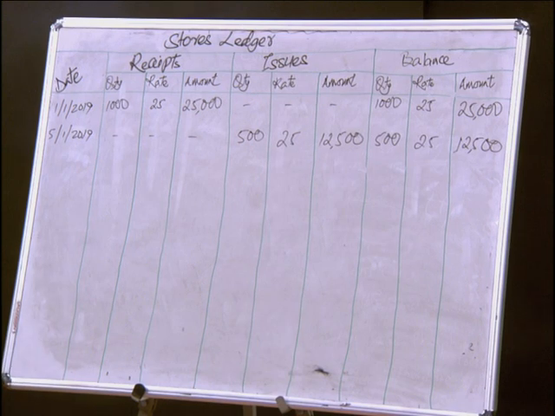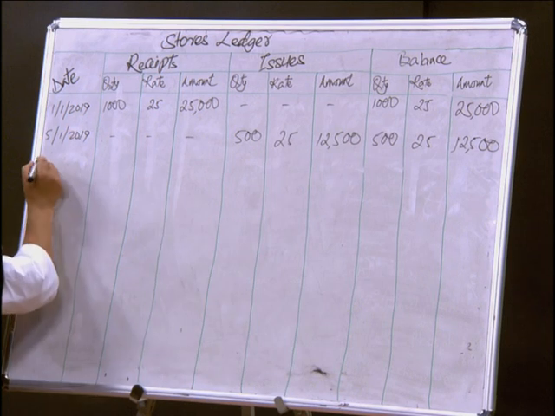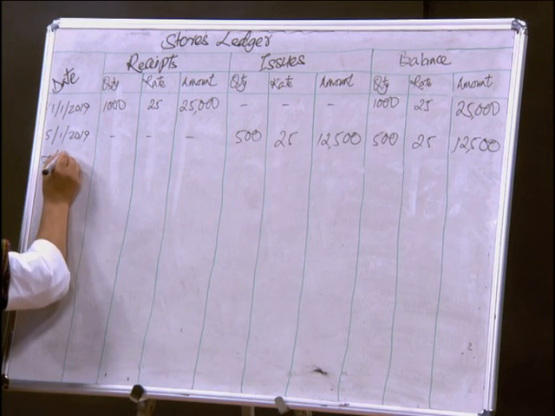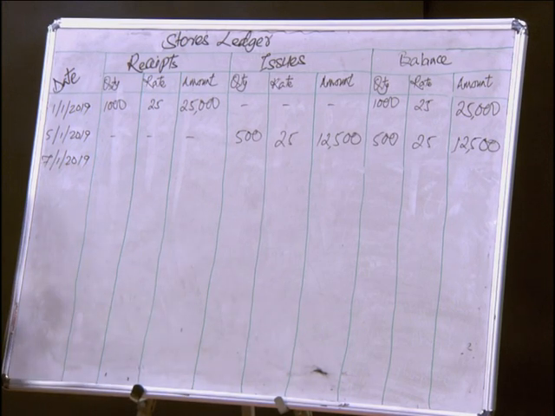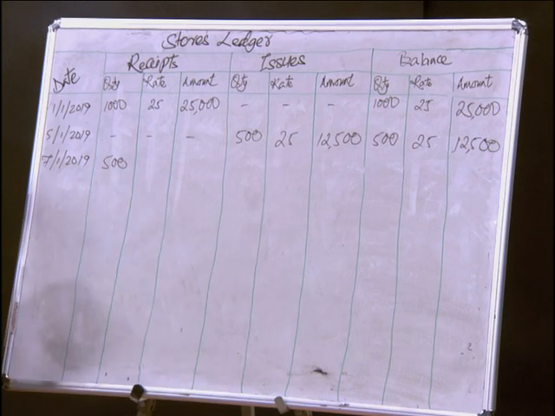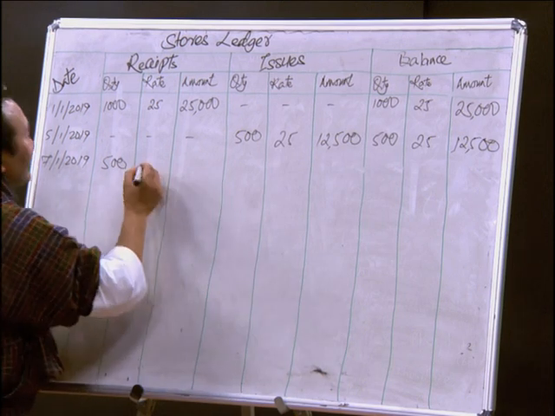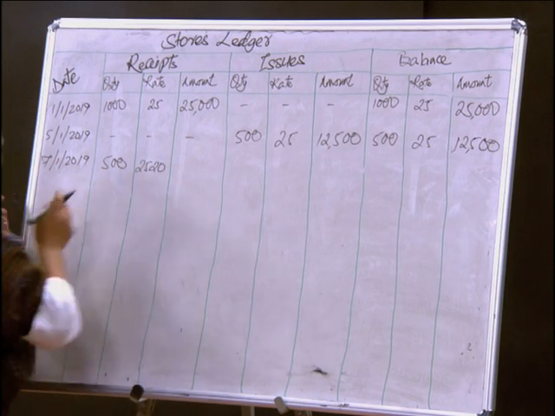Now the next one we have is on date 7. On date 7 we have issued 450 kg and purchased 500 kg at nil term 25.20. Which means on date 7 we have a receipt as well as an issue. So let us record the date: 7/1/2019. Here we have received. How many units have we received? Purchase refers to the receipt only. We have received 500 units at the rate of nil term 25.20. So we have to use the calculators.